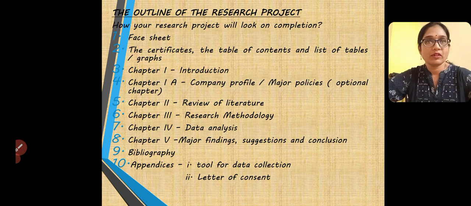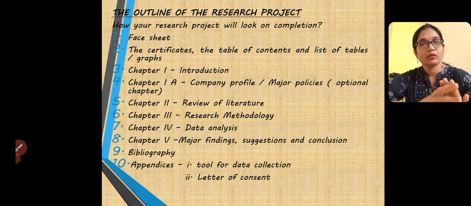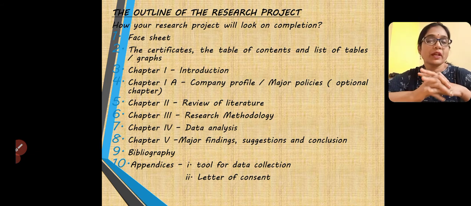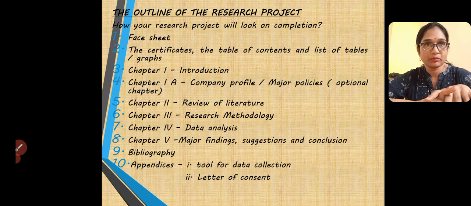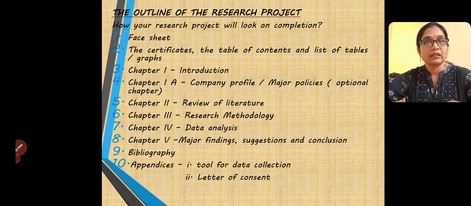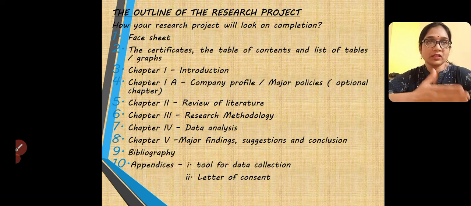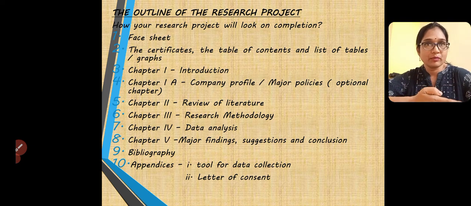So first of all, let us try to understand how your research will look once it is done. On completion, the research project will first have the face sheet, the title, the logo of the college, your name and other details. Then the second thing that follows will be the certificates, the table of contents and the list of tables and graphs.